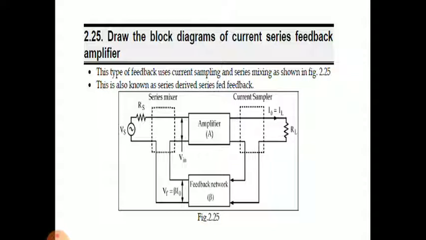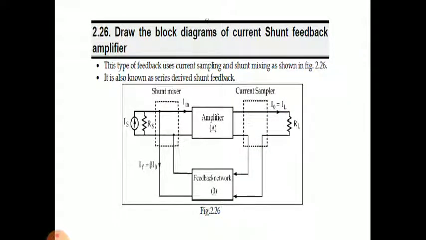If you take the series mixer, then it is called current series feedback amplifier or series derived series fed feedback. These words may confuse you the first time, but if you practice the block diagrams and the names one or two times, then you will be familiar with the names and can remember them easily. Next and the last block diagram is current shunt feedback amplifier.